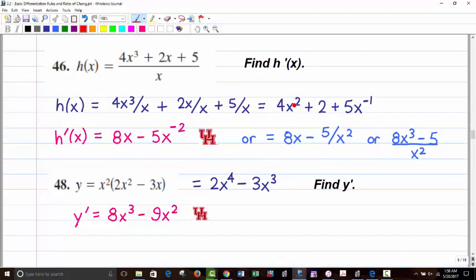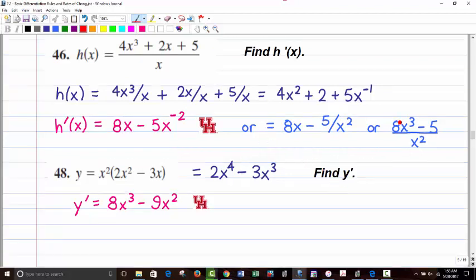The derivative of 4x squared, 2 times 4 is 8, makes it first power is 8x. And then negative 1 times 5 is negative 5. Subtract 1 makes it negative 2. And then over here, I'm just writing the answer 2 different ways. That's all that is. That's not different work. So I dropped the x squared on the bottom like this. And then I said, oh, okay, what if you wanted to bring it back into one fraction? You could get a common denominator by going x squared over x squared.